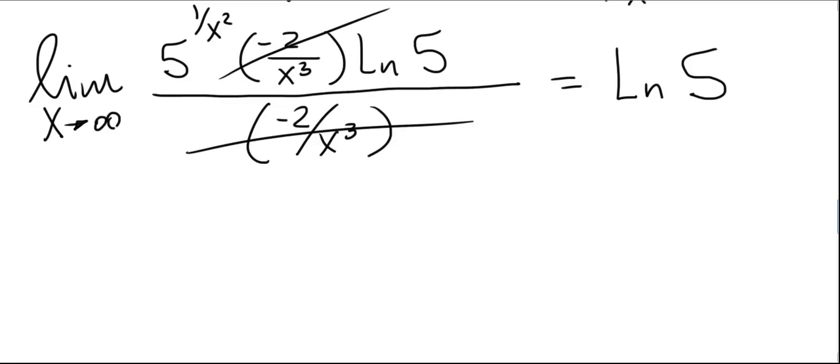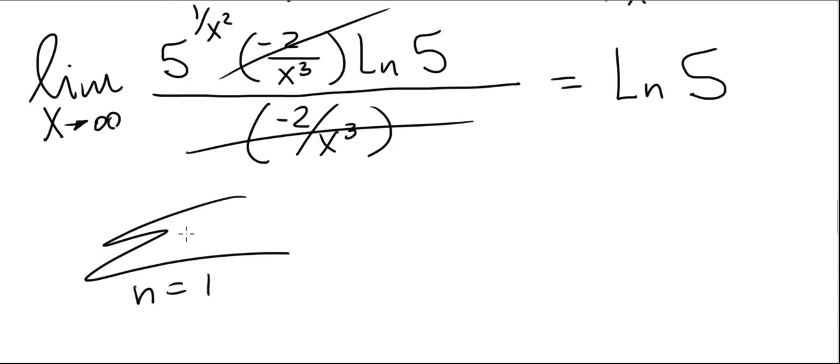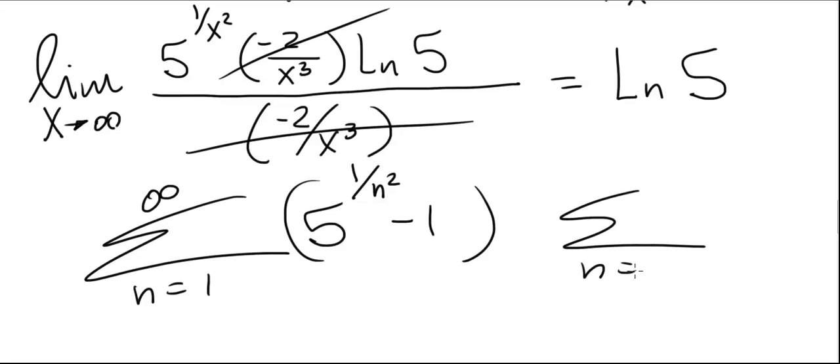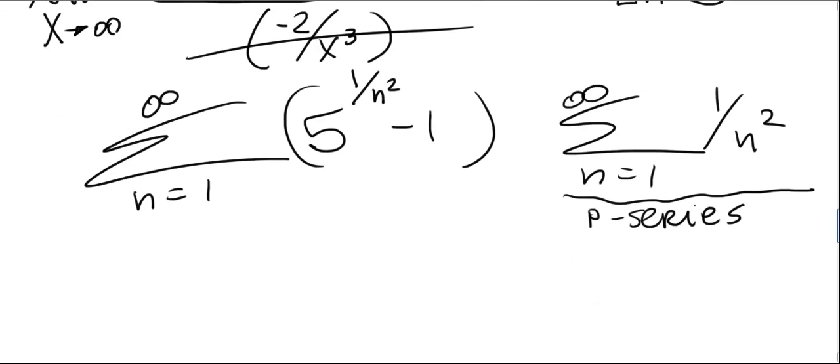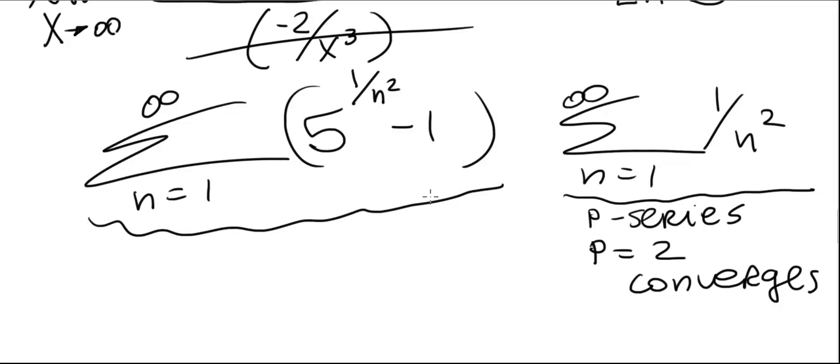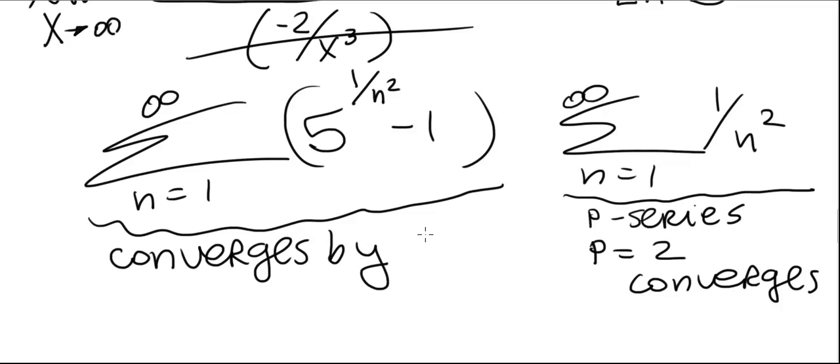And let's put these two series next to each other. The summation n equals 1 to infinity of the 5 raised to the 1 over n squared minus 1 series, and the summation n equals 1 to infinity of the 1 over n squared series. This we know is the p series with p equals 2. It converges, and we can conclude now this series also converges by using the limit comparison test.